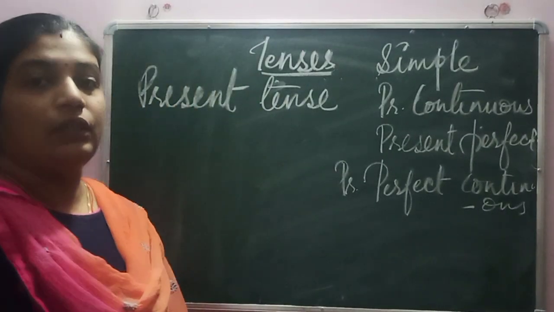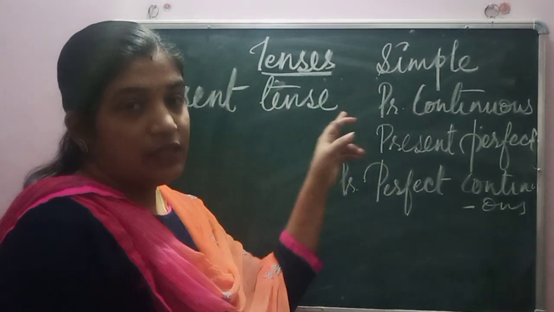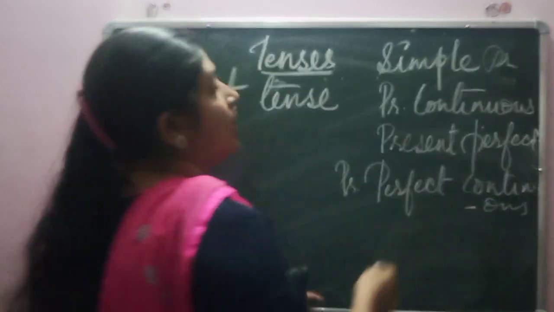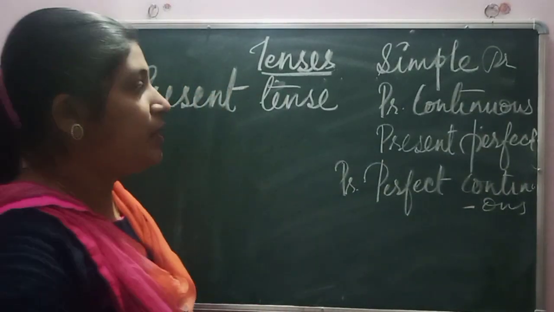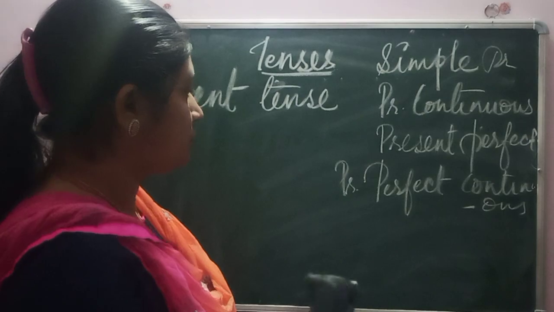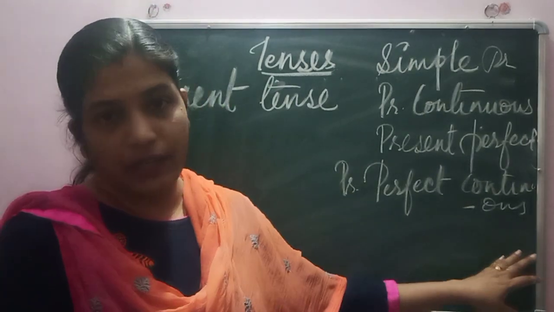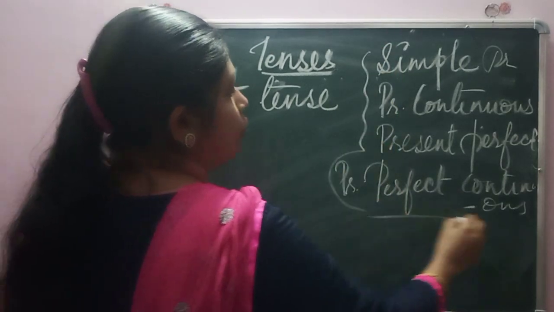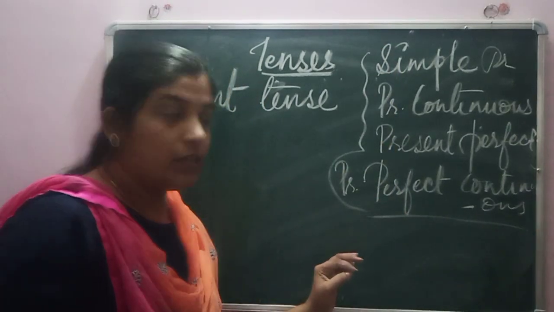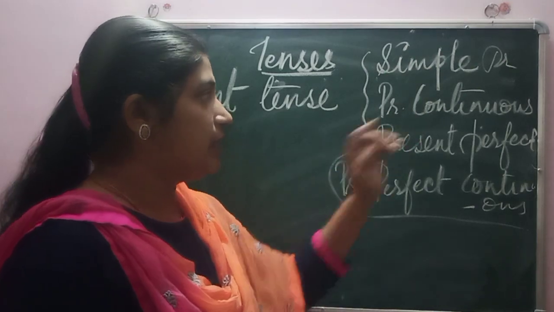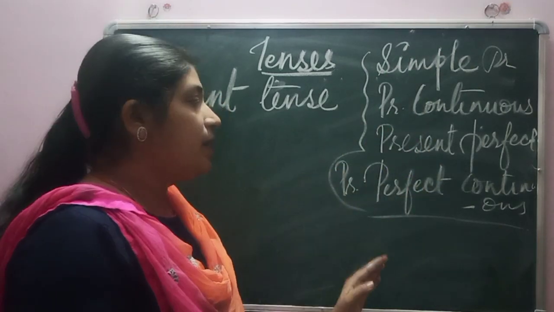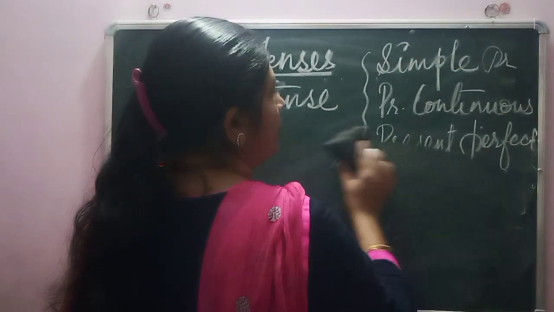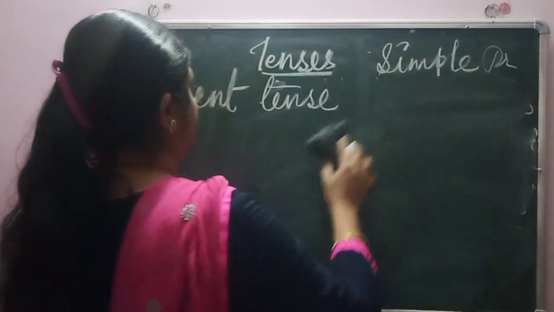Clear? So this is the case of present tense: simple present tense, present continuous, and present perfect. Now, present perfect continuous tense is also there. So these are the 4 sub-tenses of present tense. The same thing with the past tense also: simple past, past continuous, past perfect, past perfect continuous tense. Clear? So first one, simple present tense.